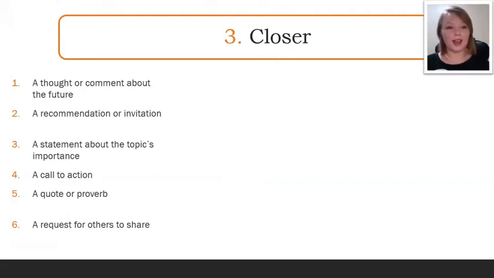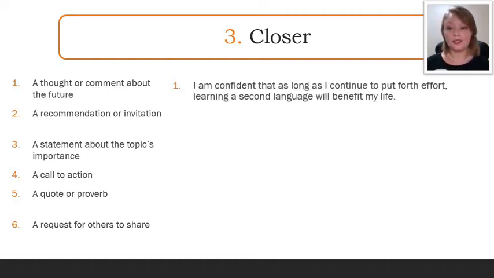First, let's take a look at a thought or comment about the future. Here's an example. I am confident that as long as I continue to put forth effort, learning a second language will benefit my life. So here we're talking about the future. I will continue to work on learning a second language, and so it will continue to benefit my life. How about a recommendation or invitation?